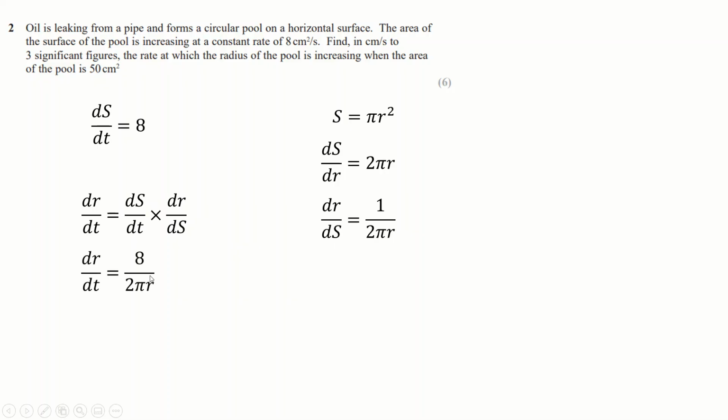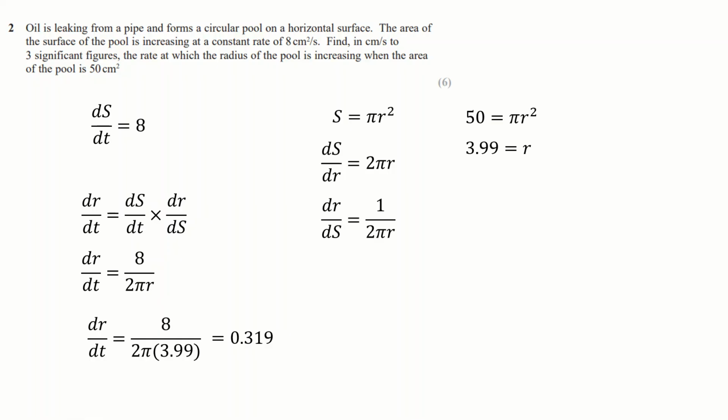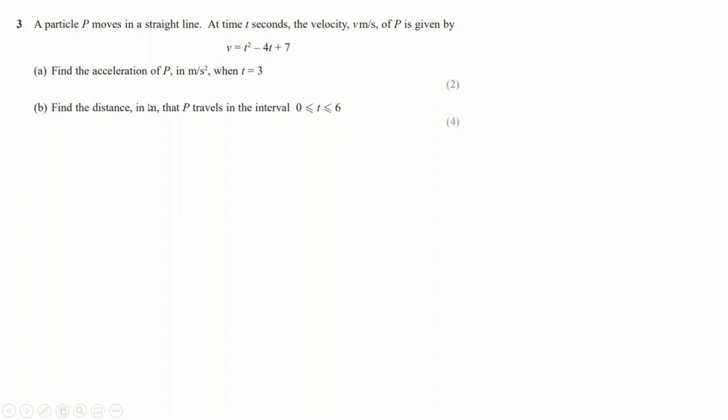So that goes in there, and then I put it in here. 8 times this is that, and then it says when the area of the pool is 50. Well, when the area of the pool is 50, that means S is 50. Solve that for r, just divide by π and square root, and then put that r into there, and you get dr/dt is 0.319 to 3 sig figs. So this trick here of turning one of them upside down and then doing this is called chain rule. Yeah, if you've done a couple of questions that look a bit like this before, then it's just the same thing every time.